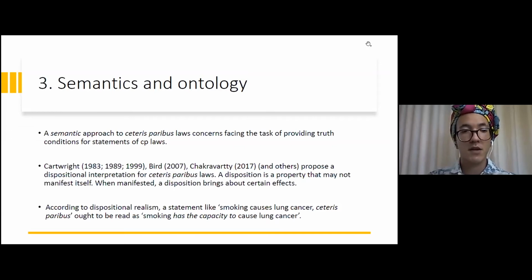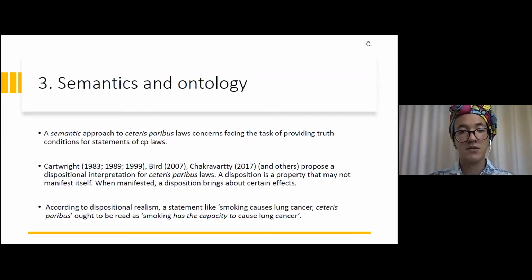That's why some philosophers like Cartwright, Alexander Bird, Anjan Chakravartty, and others propose a dispositional interpretation for ceteris paribus laws, not focusing on semantics, but directly on ontology. And in general, a disposition is a property that may not manifest itself. When manifested, a disposition brings about certain effects, and this can relate to the issue of ceteris paribus laws.